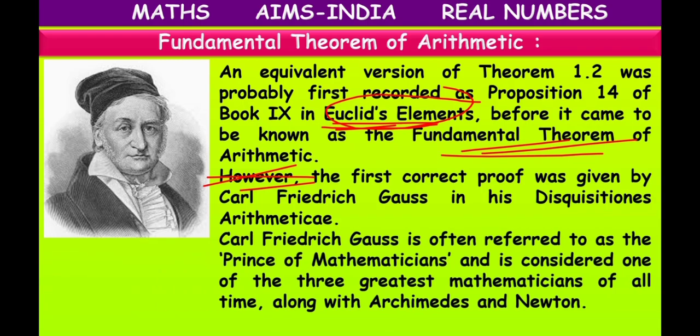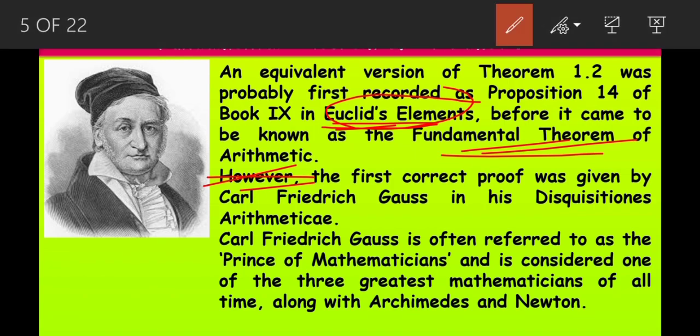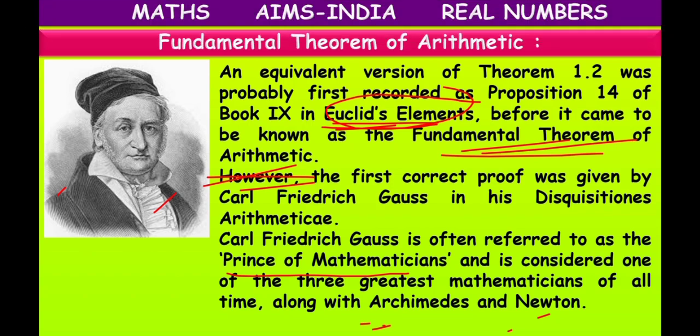Carl Friedrich Gauss was often referred to as the Prince of Mathematics, and is considered one of the three greatest mathematicians of all time, along with Archimedes and Newton. So this person, Carl Friedrich Gauss, has given the correct proof of the fundamental theorem of arithmetic.